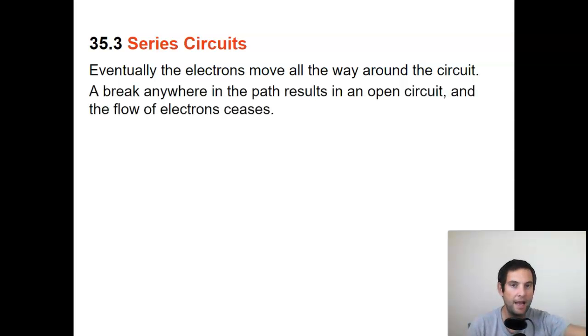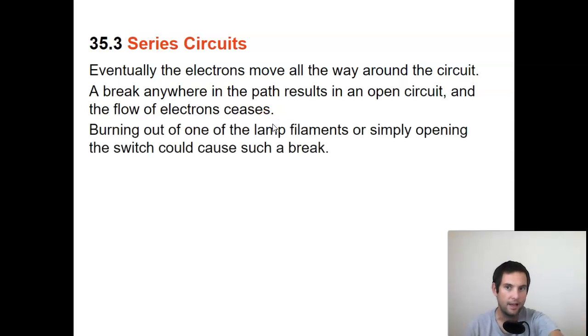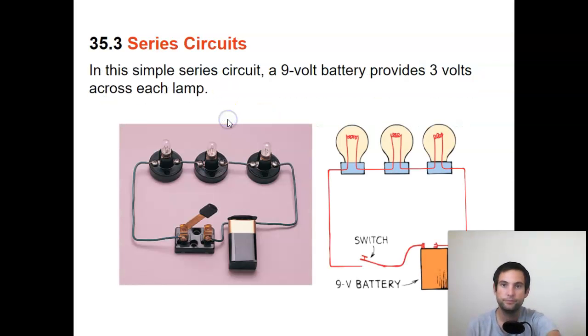A break anywhere in the path results in an open circuit, and the flow of electrons stops. Burning out one of the filaments, or simply opening the switch, could cause a break. And remember, if there's a break in the circuit, then electrons aren't going to flow.